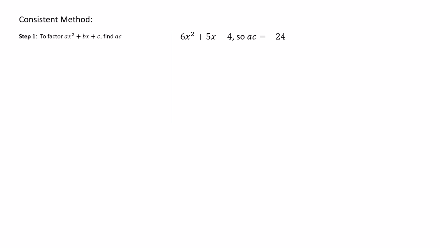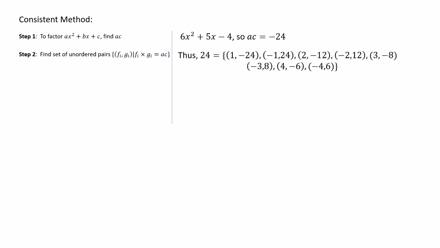So the first thing is a times c is negative 24. Negative 24 can be written as... Uh-oh, I made a mistake. I said 24 is equal to, that should be negative 24 equals, I'm sorry about that. 1 times negative 24, negative 1 times 24, 2 times negative 12, all these possibilities.